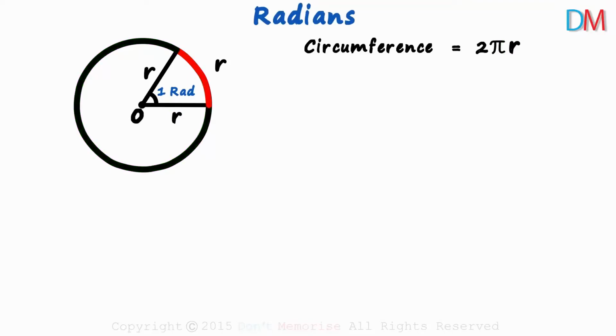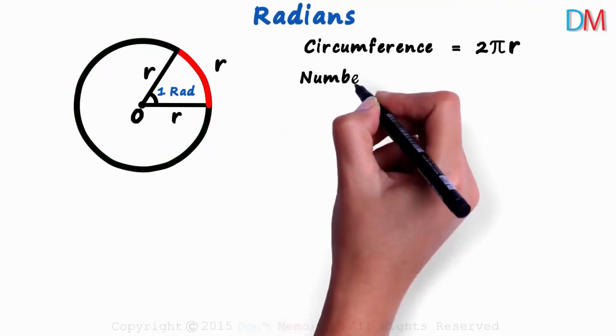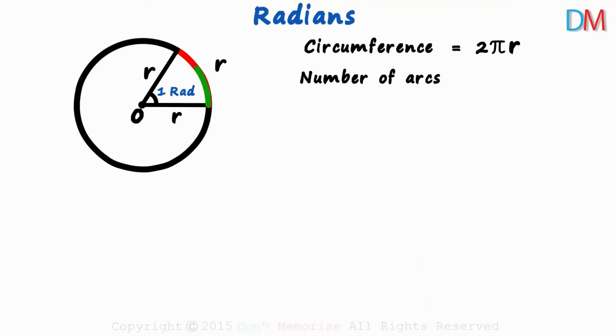Now listen to the next question well. How many such arcs would you need to cover the entire boundary of the circle? Let me repeat the question. How many such arcs of length r would you need to cover the circumference of the circle? Pause the video and see if you can work through this on your own.